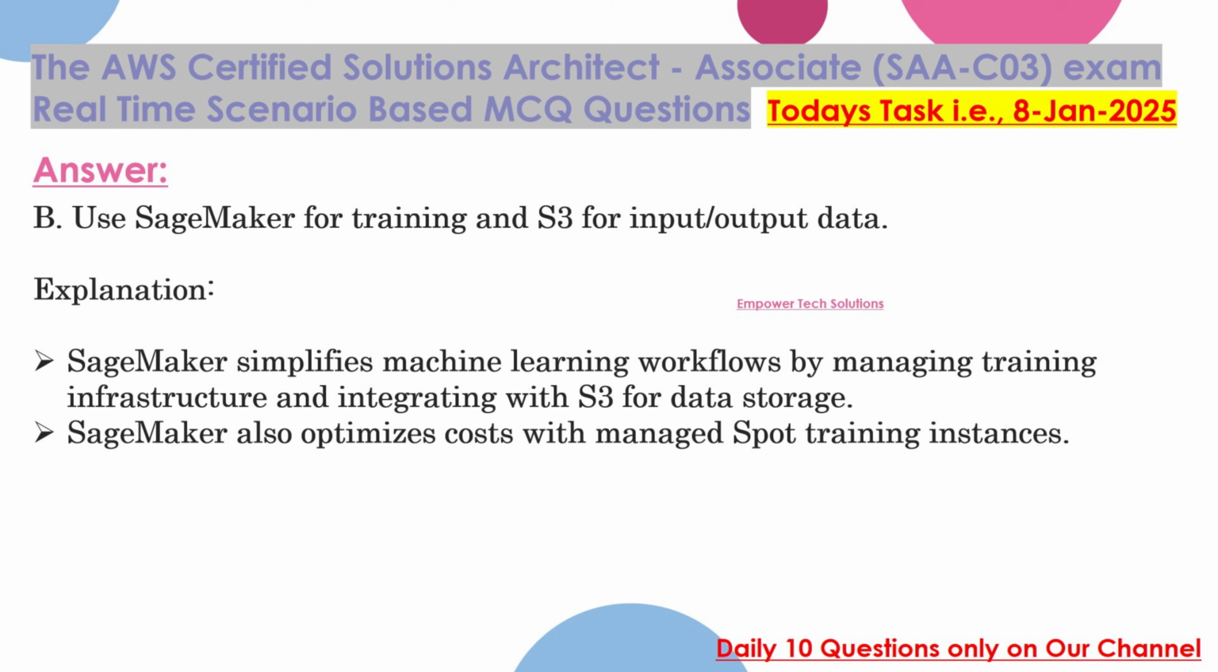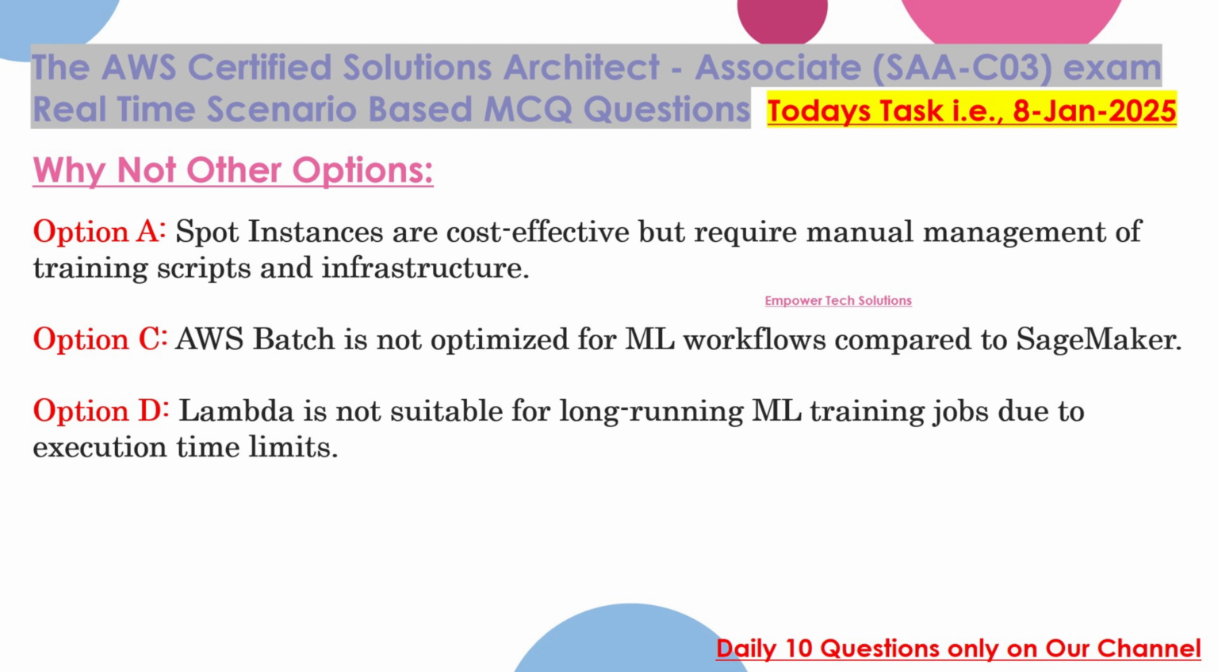Explanation: SageMaker simplifies machine learning workflows by managing training infrastructure and integrating with S3 for data storage. SageMaker also optimizes costs with managed Spot training instances. Why not other options? Option A, Spot Instances are cost-effective but require manual management of training scripts and infrastructure. Option C, AWS Batch is not optimized for ML workflows compared to SageMaker. Option D, Lambda is not suitable for long-running ML training jobs due to execution time limits.